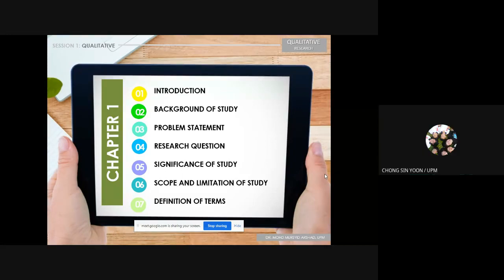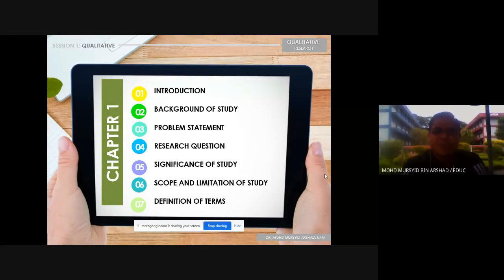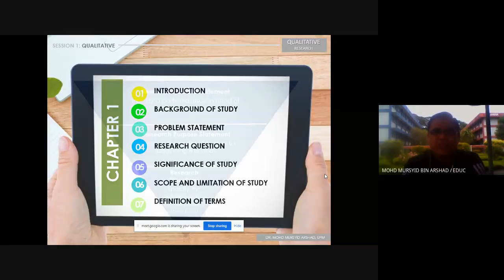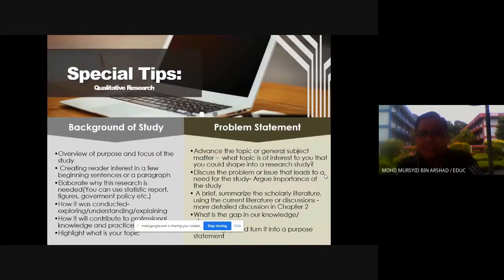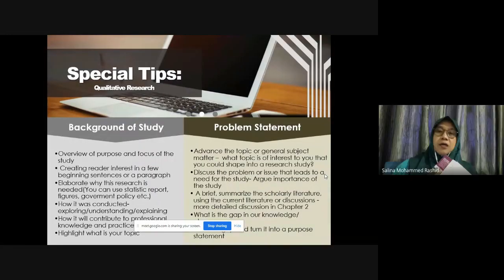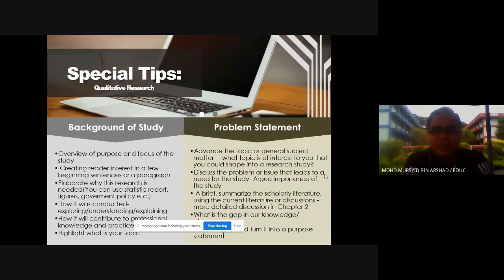And then majority of students have problems making the statement. Okay, so now I want to show you what makes the difference between background of study and the problem statement. All right. So you can see my slide. So you can see the problem statement here. In a problem statement, it's more like an advance on the topic. It is more advanced for the general subject matter. Actually, what topic is of interest to you that you could shape into a research study?